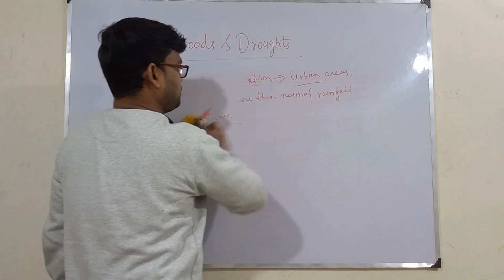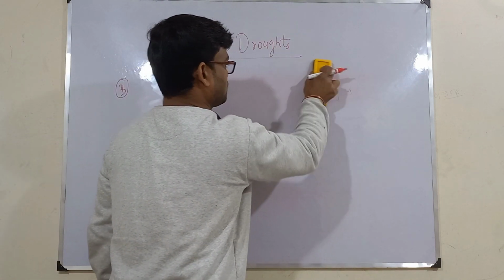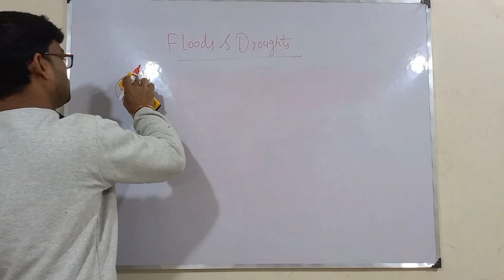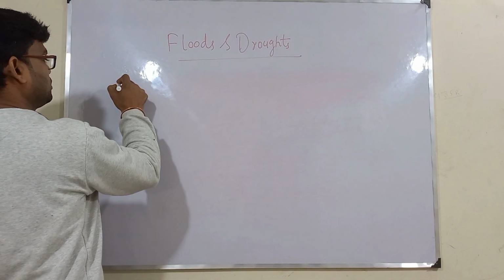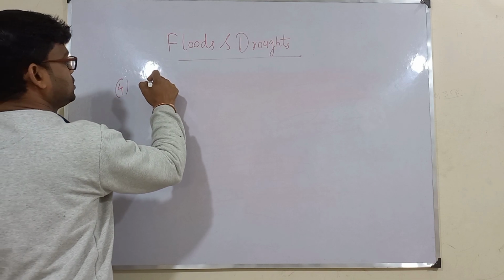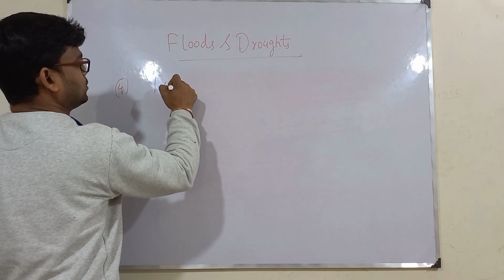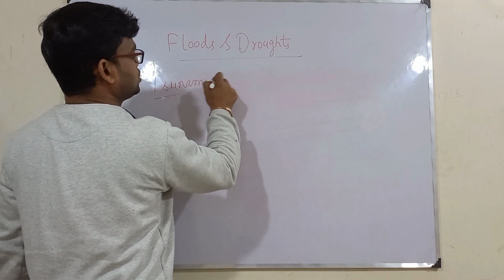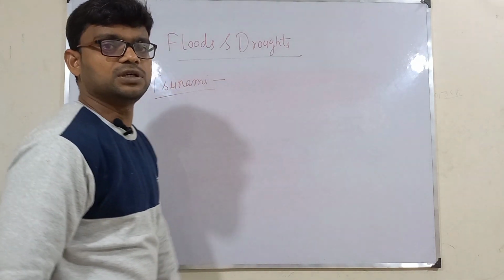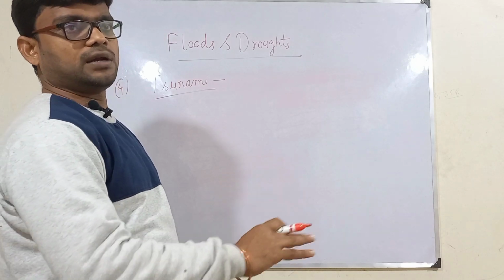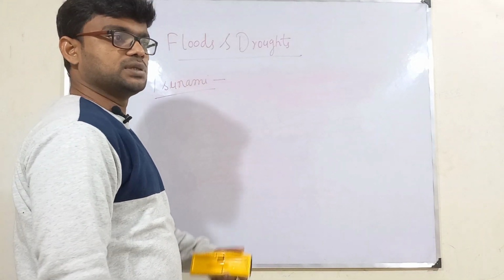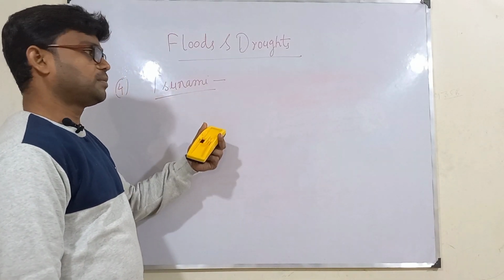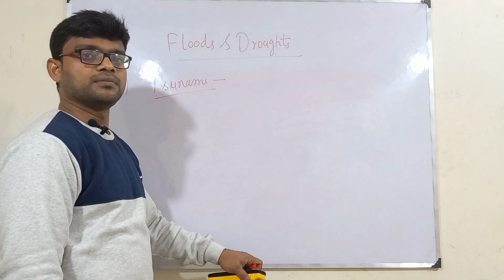After excessive precipitation, the fourth reason for floods is tsunami. Now what is this tsunami? Tsunami basically refers to an underwater earthquake, generally an earthquake which takes place beneath the ocean bed.